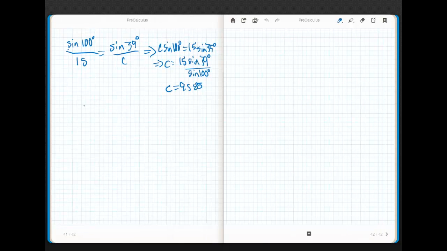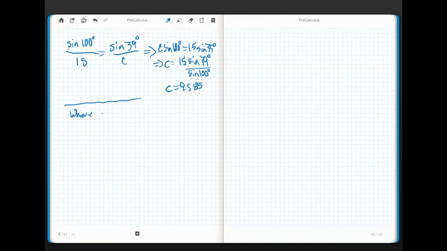Now, I'm going to show you, because I know you'll love this, where law of sines fails. While law of sines is a great law, a great rule, a great theorem, really, it doesn't always work. All right, so remember what law of sines is. It says that the sine of angle A is to little a as the sine of angle B is to little b as the sine of angle C is to little c, right?